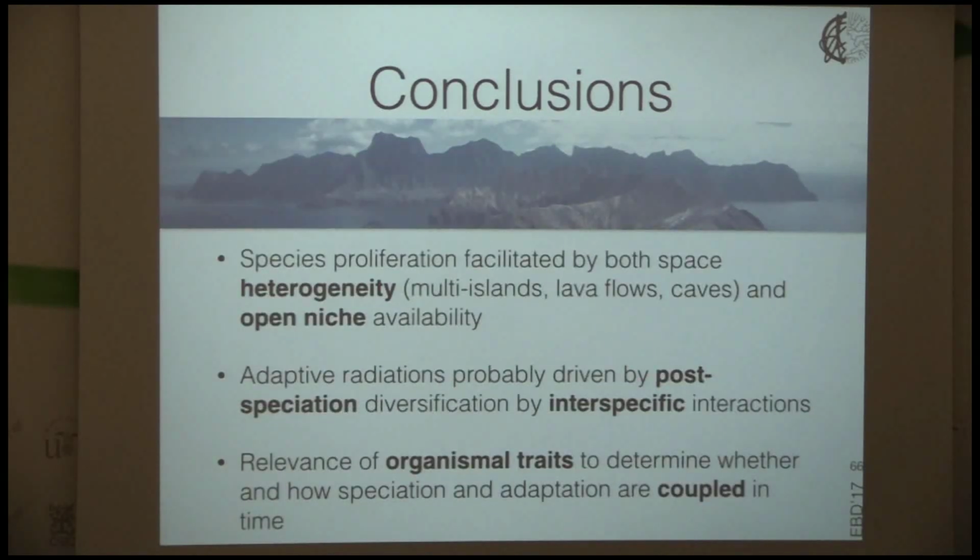Okay, just to finish, and sorry for the long time it took me, as a take-home message, I would say species proliferation facilitated by both species heterogeneity, space heterogeneity, and open niche availability would be a general pattern. My data shows that in most cases, adaptive radiations are the result of post-speciation adaptation and diversification, and probably mostly driven by interspecific competition. And the other thing is that there seems to be a lot of idiosyncratic evolution going on here. So probably a lot of organismal traits may explain what your expectations would be for these particular situations.